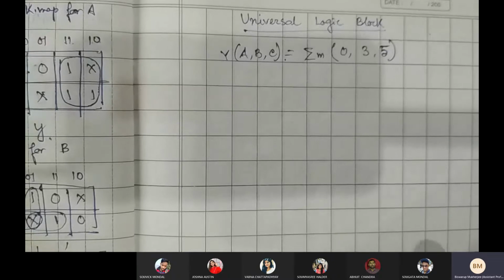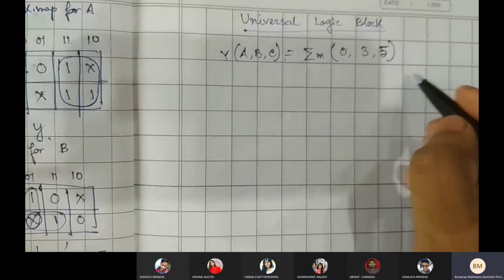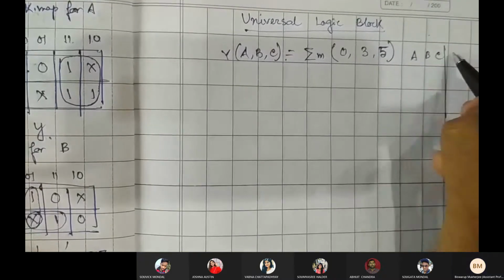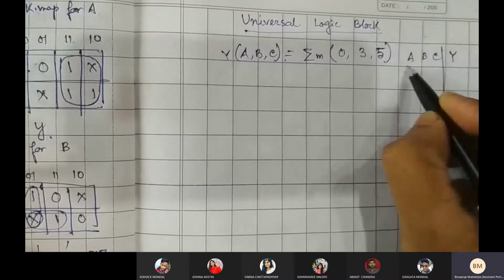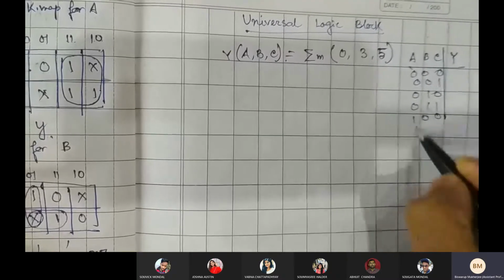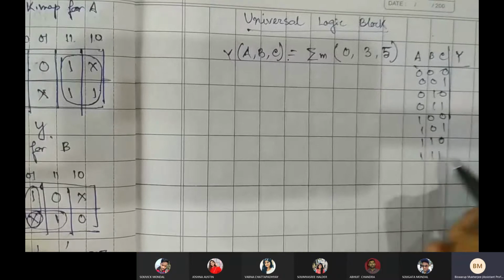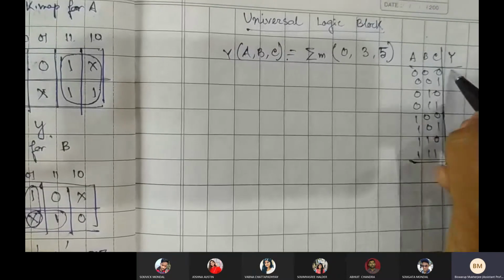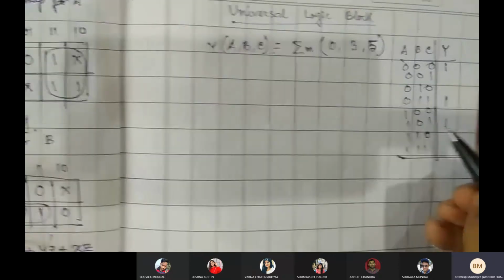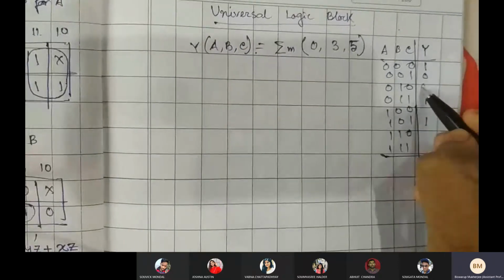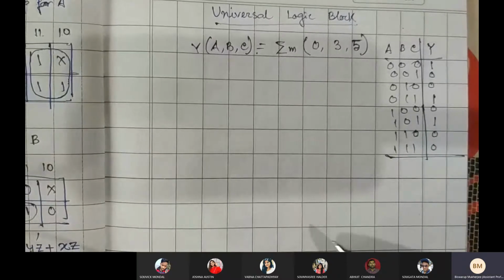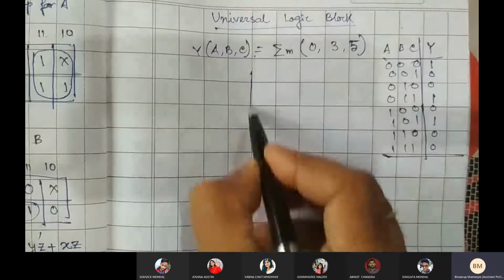So what we will be doing? If you go for the truth table A, B, C, and output is y: 0, 0, 0; 0, 0, 1; 0, 1, 0; 0, 1, 1; 1, 0, 0; 1, 0, 1; 1, 1, 0; and 1, 1, 1. These are the 8 cases. For the 0 case, the 3 and the 5, these 3 values are 1. Rest of the positions are 0.